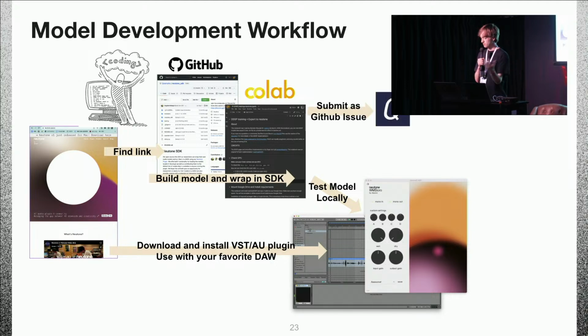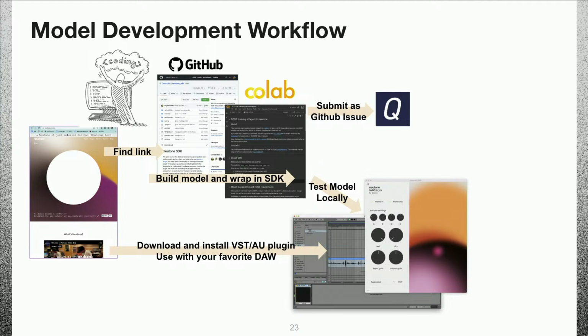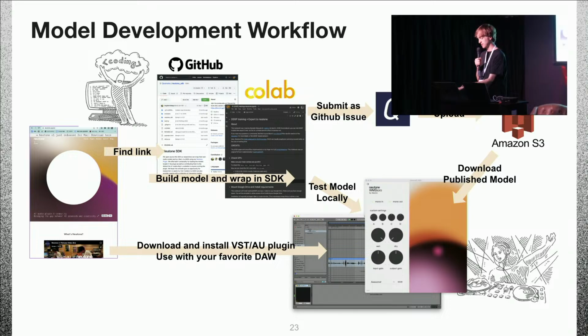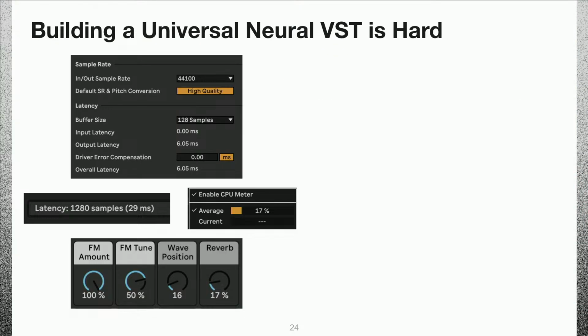This is optional, but one thing that we really like is the community building aspect of it. If you're happy with your model and it was trained ethically and passes our guidelines for what we would want to share with the world, you can submit it as an issue, and then we will upload the model to the cloud. Everyone who has Newtone FX, which is the host plugin, will see your model in the plugin browser and can download it and use it. So this is how you would make your model and share it with the world.